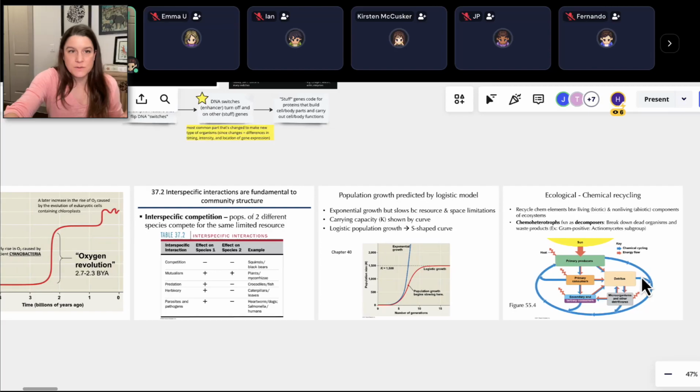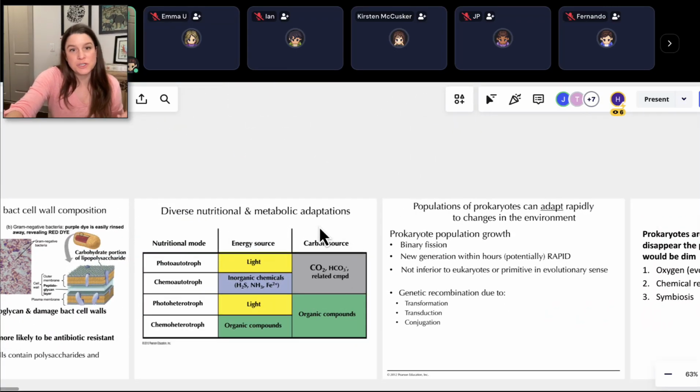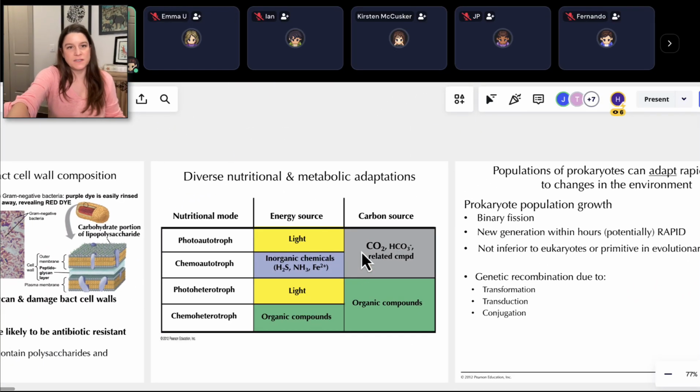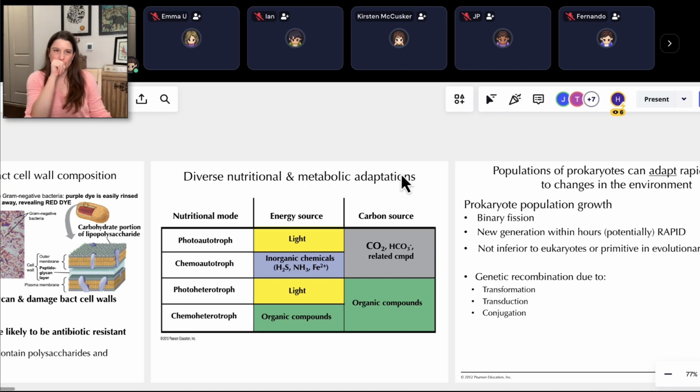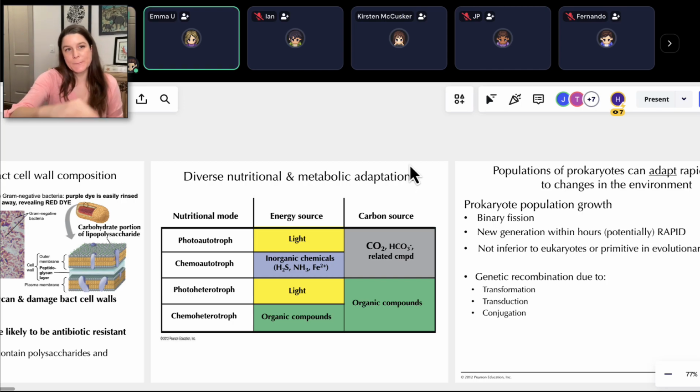Oh, and I guess also the types of nutrition modes, that's sort of like an ecology thing. So photoautotroph, chemoautotroph, photoheterotroph, chemoheterotroph. Which ones use light, which ones use organic compounds, like that little chart, the diverse nutritional modes chart. So that's the only things from ecology ideas, stuff we've previously covered. Is that helpful? So, yeah.